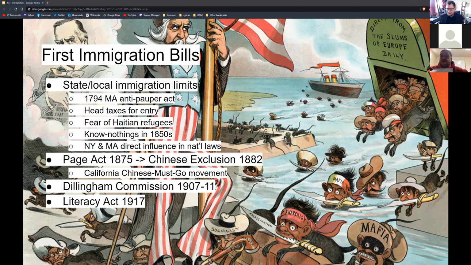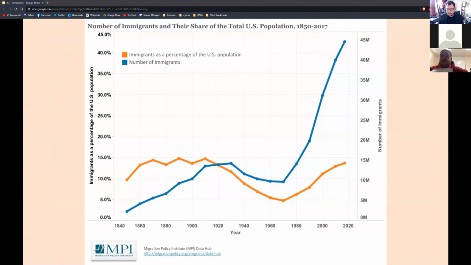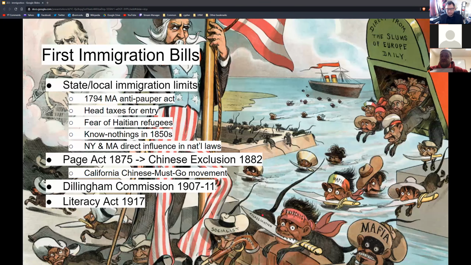But before people could react to things like Chinese immigration at the national level, there were significant state and local laws before this. Back when I was talking about this and I said there were no immigration laws, well, I was kind of lying. There were absolutely immigration laws, just not on the national level. So, for instance, the first real major anti-immigration law was in Massachusetts in 1794. So this is how deeply rooted nativism is. And the Anti-Pauper Act, pauper means poor person, basically.